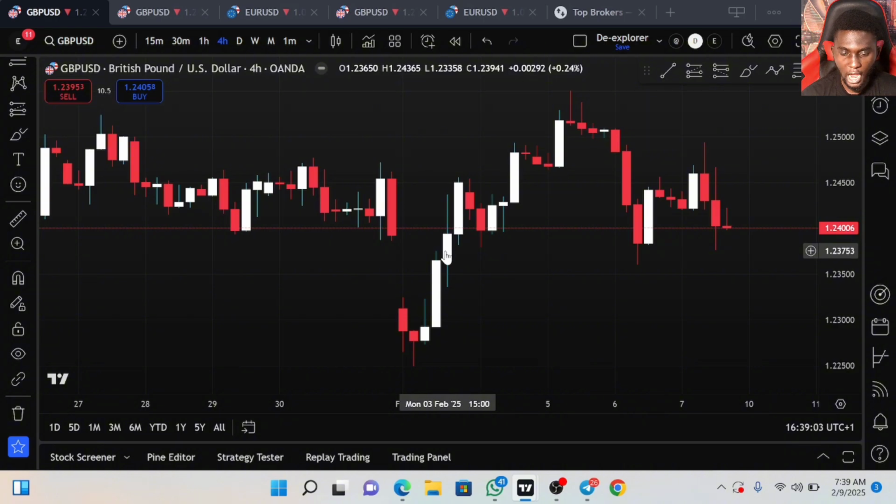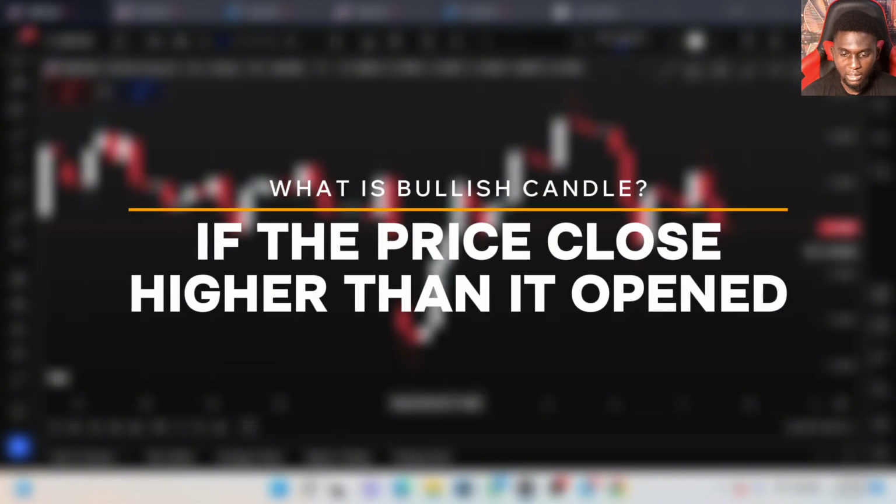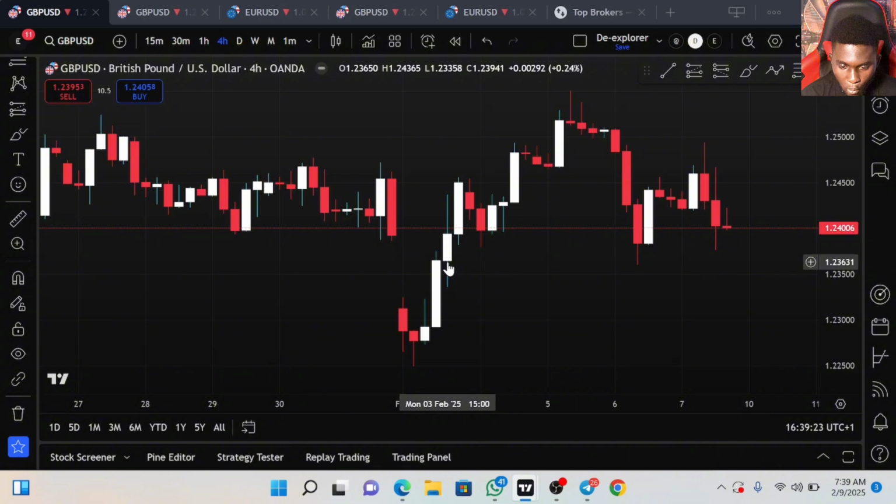But for me, I prefer using the white color. That's why I say that my candle is white. For some other people, they prefer green. So now, what is a bullish candle? If the price closes higher than its open, it is a bullish candle. Look at this, this is the opening of this candle. The price opened here and it closed here. So whenever the closing price is higher than the opening price, it's a bullish candle.